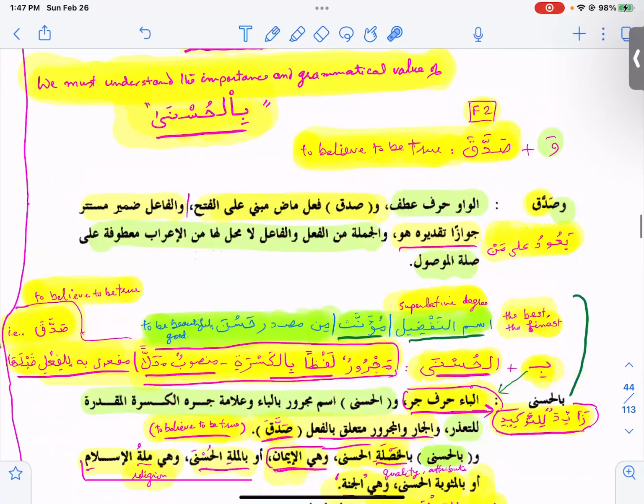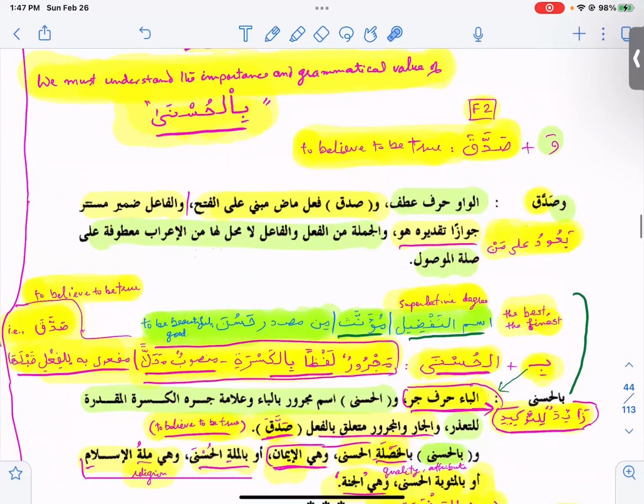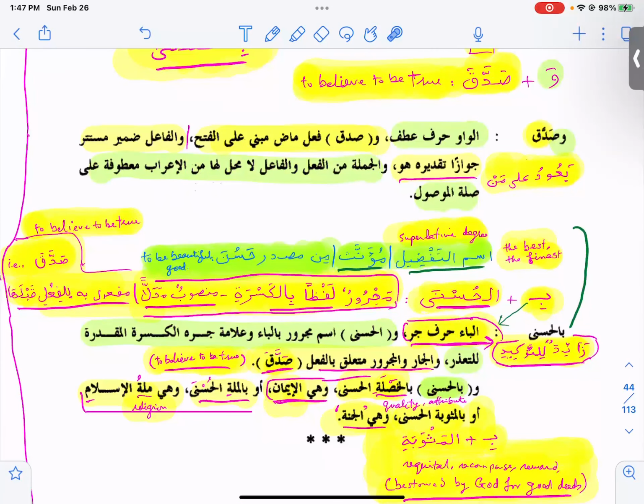So now we come to bil husna. You have to understand this. Bi is harf jarr, but this al-ba is harfu jarrin za'id, extra. Za'id for what reason? Li-tawkid. Husna ismun majrurun bil ba. Wa alamatu jarrihi al-kasra al-muqaddara li-ta'adhdhur. Jarr wa majrur muta'alliq bi fi'l saddaqa, to believe, to be true.